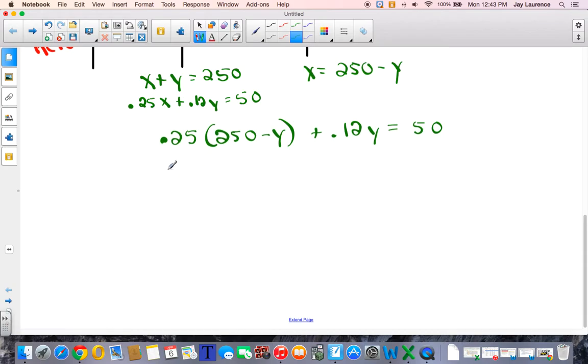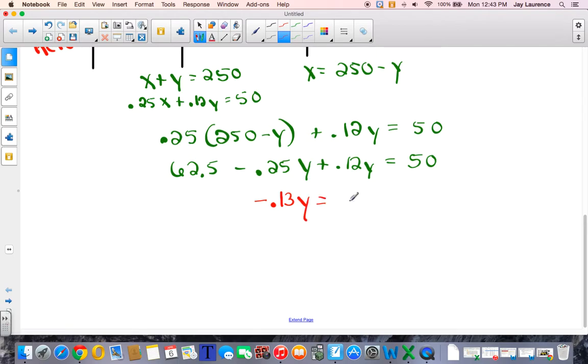55% would be 12.5. That should be 62.5 minus 25/100 y plus 12/100 y, and that'll equal 50. Now I'm going to skip a step here. I'm going to subtract this and combine those at the same time. And when I do that, and you really should be able to do that by now, you should be so good at solving equations that this should not be too big of a deal.